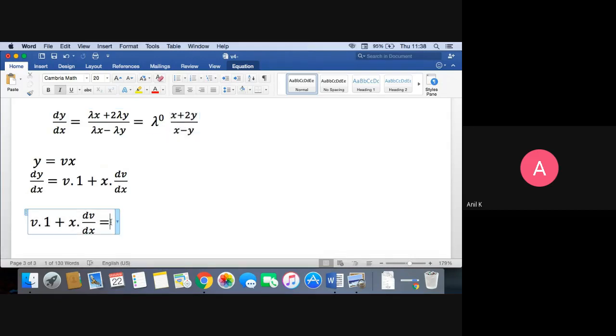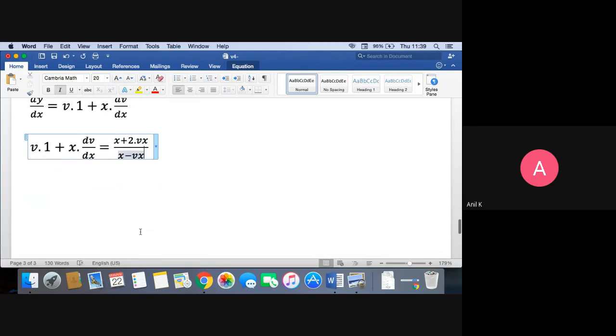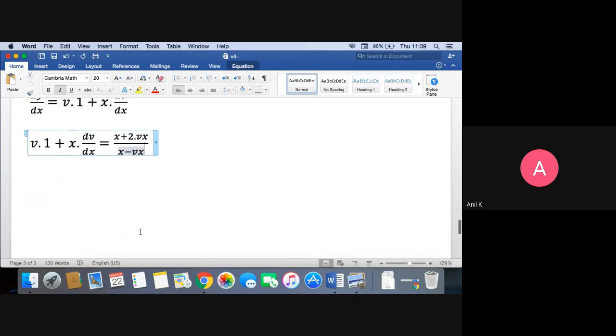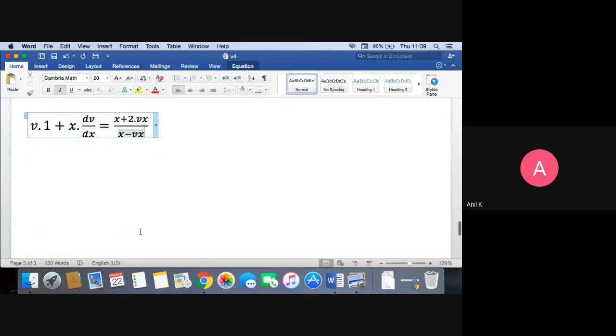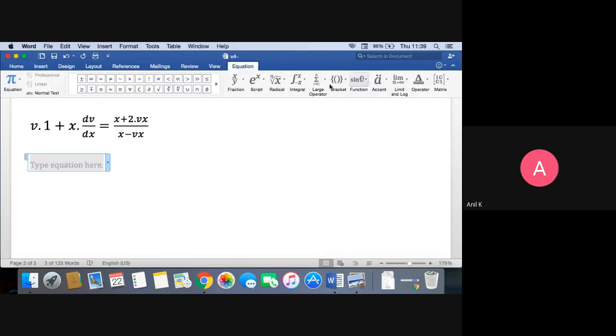So here also what I have to do is replace y value as vx in the numerator, 2 into vx, and in the denominator also y value as vx. So everywhere I replace y values and dy by dx values, everything I replace. Now the entire question is in terms of v and x. Now what you can do here is, I keep your LHS as it is. I don't make any changes now. I'll make it in the next step.